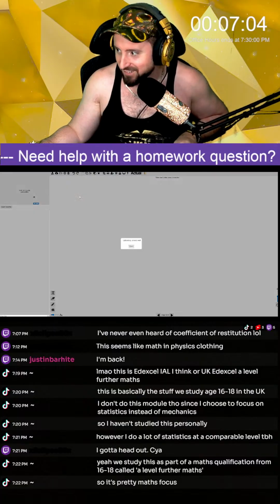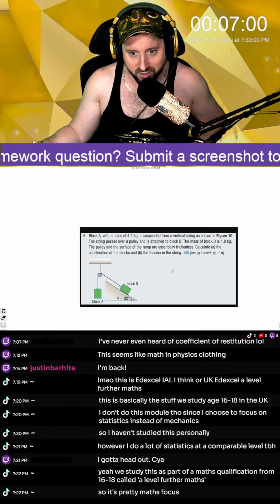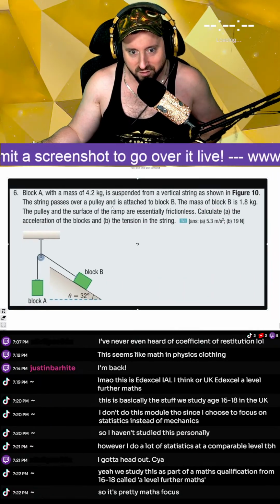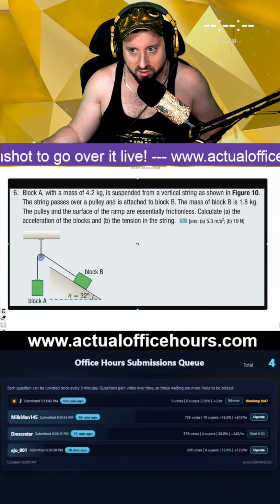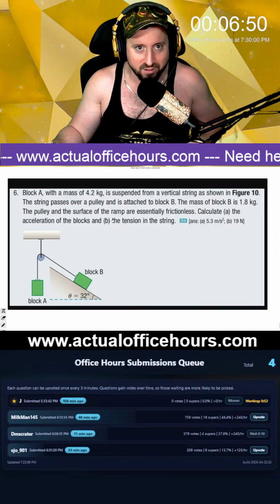Skill issue. This is probably another kind of annoying physics thing of just plug and chug through stuff. Block A with mass is suspended from a vertical string as shown below. Dude, why is the pulley here?